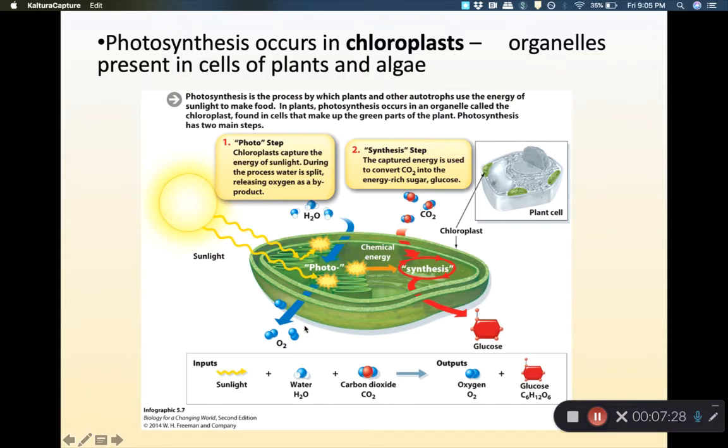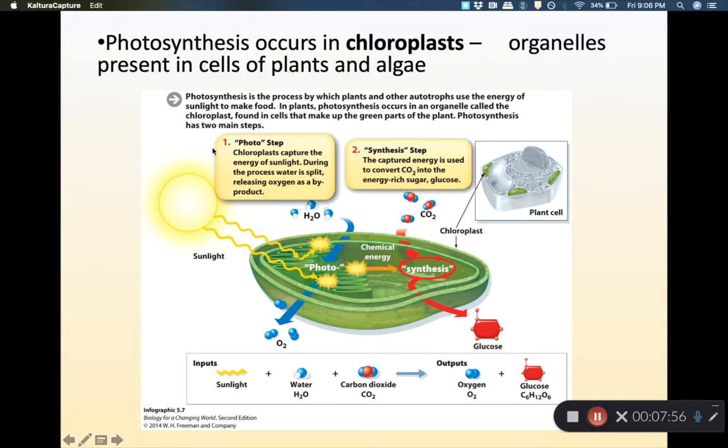Let's look at where photosynthesis is occurring within the plant cell. We've talked about specialized organelles called chloroplasts in our previous lectures, and these are where photosynthesis takes place. Photosynthesis is really divided into two steps: the photo step and the synthesis step.